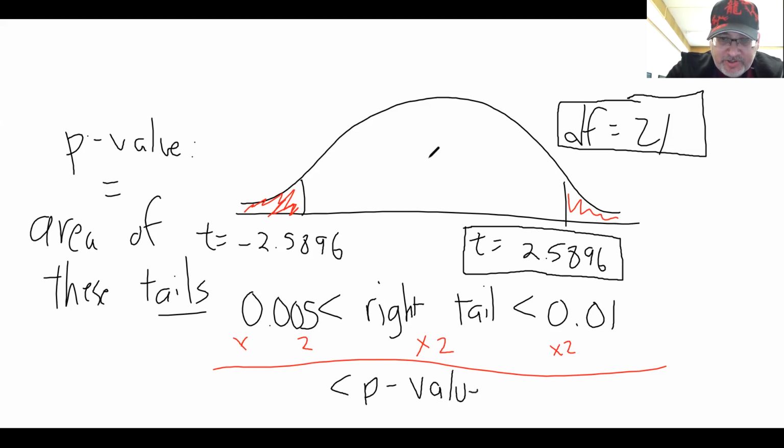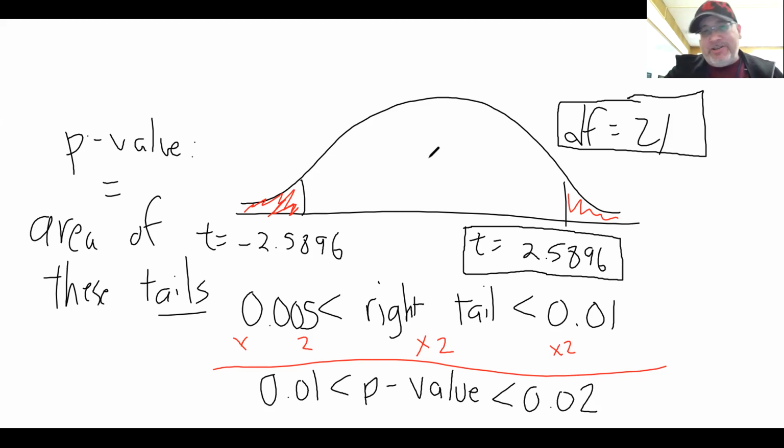because it was a two-tailed test, is between, if I double 0.5%, I get 1%, and if I double 1%, I get 2%. So without technology, the best that we can say from our t-chart is that the p-value for this hypothesis test is between 1% and 2%. Does that allow us to make a decision? Of course it does, because our significance level was 5%.